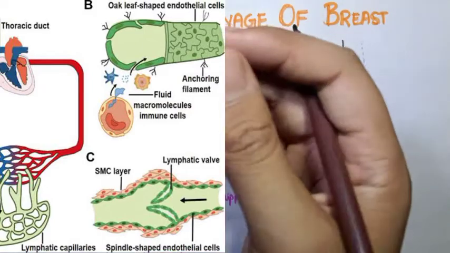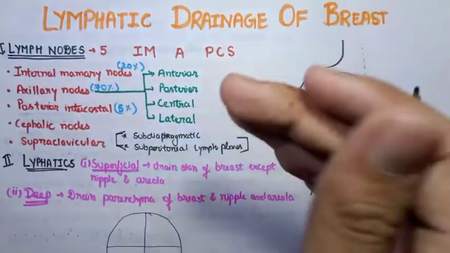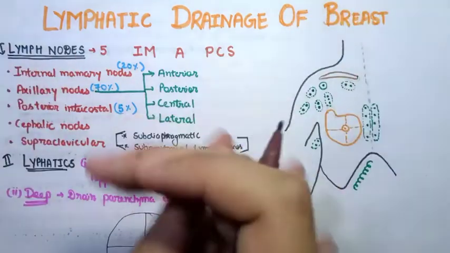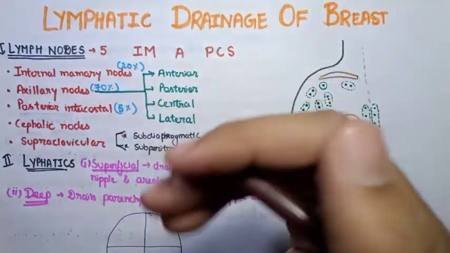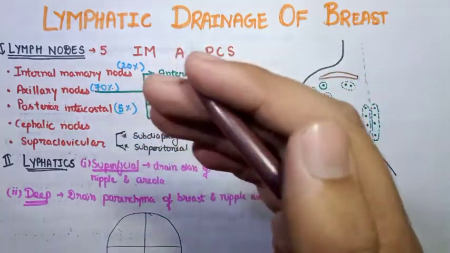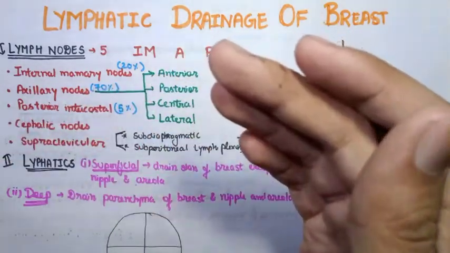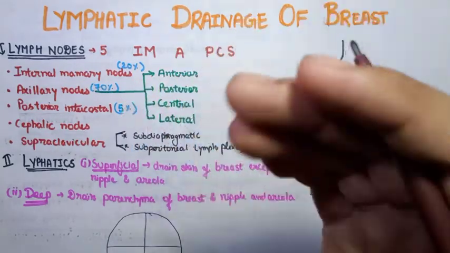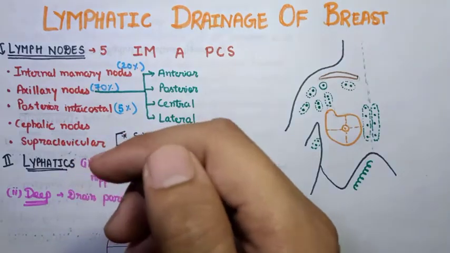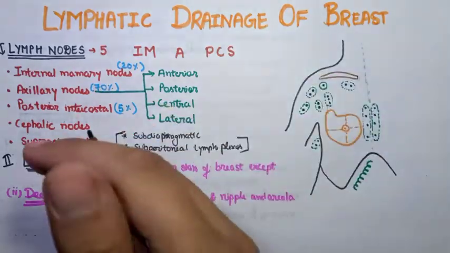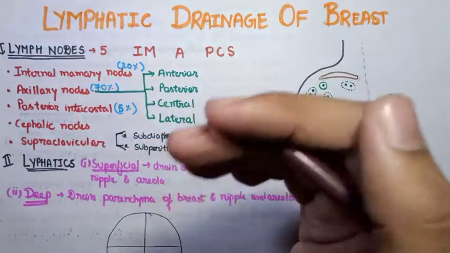So the lymph is actually part of the plasma which has to finally mix with the blood through the lymphatic drainage system. Okay, so first let's start with the lymph nodes of the breast. In total we have to study 5 lymph nodes. There is a trick to remember all the lymph nodes: IMA PCS. IM stands for internal mammary nodes, A stands for axillary nodes, P stands for posterior intercostal nodes, C stands for cephalic nodes. There is one more name for the cephalic nodes, the deltopectoral, meaning present in the deltoid and pectoral region, and S for supraclavicular, meaning present above the clavicle.